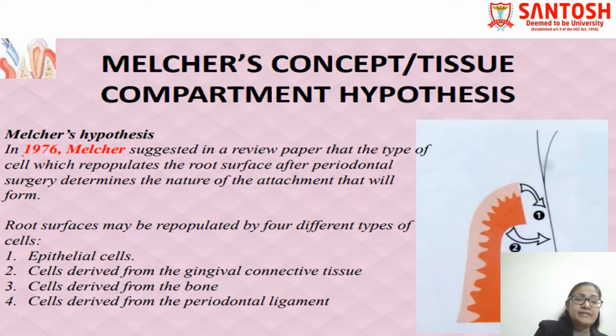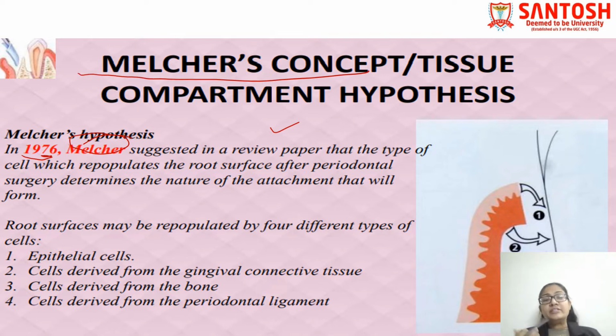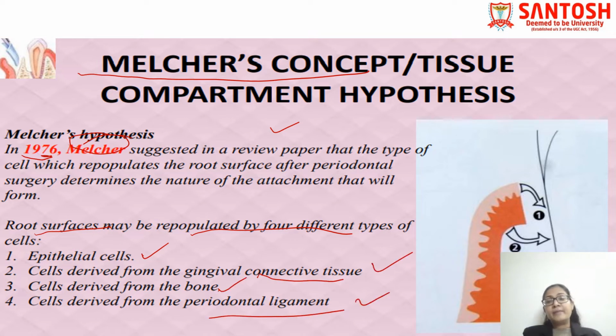Now in 1976, there was a very famous scientist called Melcher. He is the one who put forward what is known as Melcher's concept, or the tissue compartmentalization hypothesis. Now, what according to him was this theory? According to him, the root surface can be repopulated by four different types of cells. We already saw these four, right? The first was our epithelial compartment, second our connective tissue, third alveolar bone, and the fourth the periodontal ligament. That's what is shown in the picture over here.